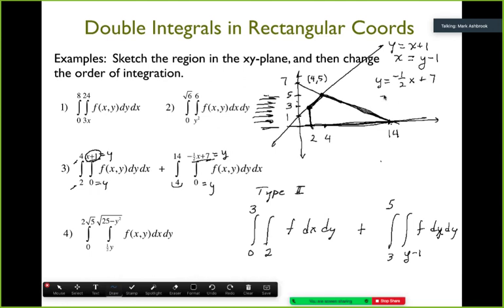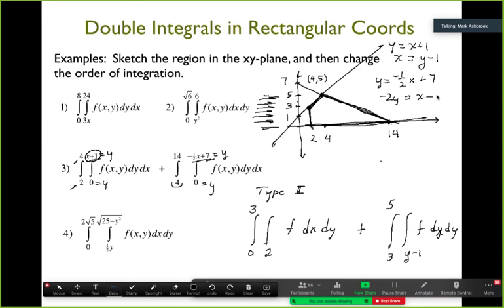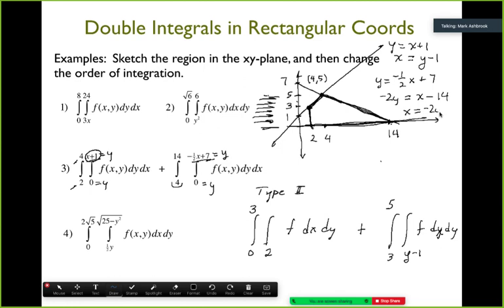So we're going to multiply by negative 2. I need to get this as an x value, right? So negative 2y equals x minus 14. So I think x is minus 2y plus 14. So the entire right side is x equals minus 2y plus 14. So that'll be the top of both double integrals. Whew, made it.